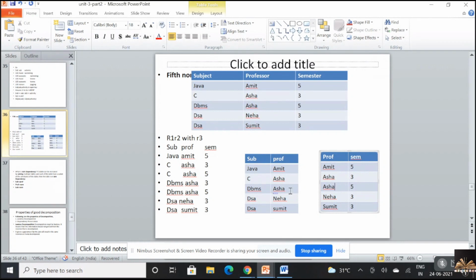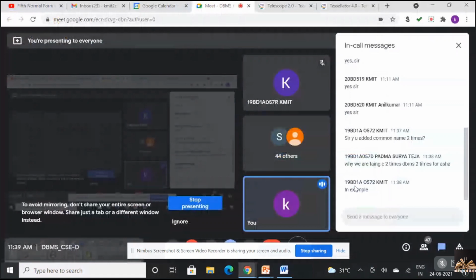Then in the third row, I've got one more Asha over here. Here DBMS Asha 3, DBMS Asha 5. That way you have to join. Is it clear, 72?